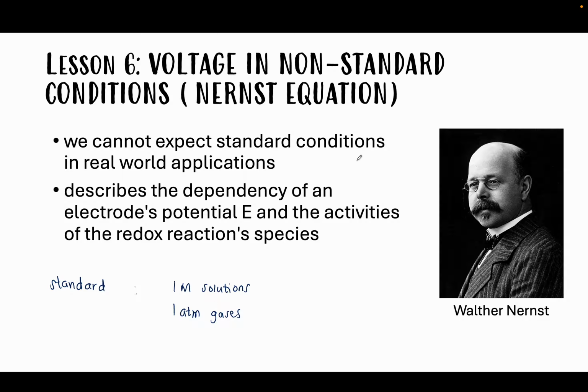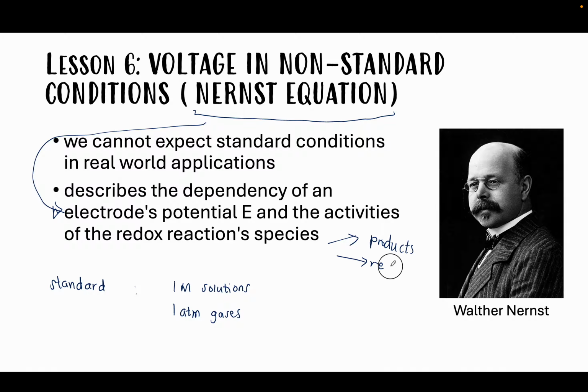Okay, and so that's why we can calculate voltage in non-standard conditions using the Nernst equation, and this describes the dependency of an electrode's potential E and the activities of the redox reaction's species. So what are these species? These are your products and reactants.